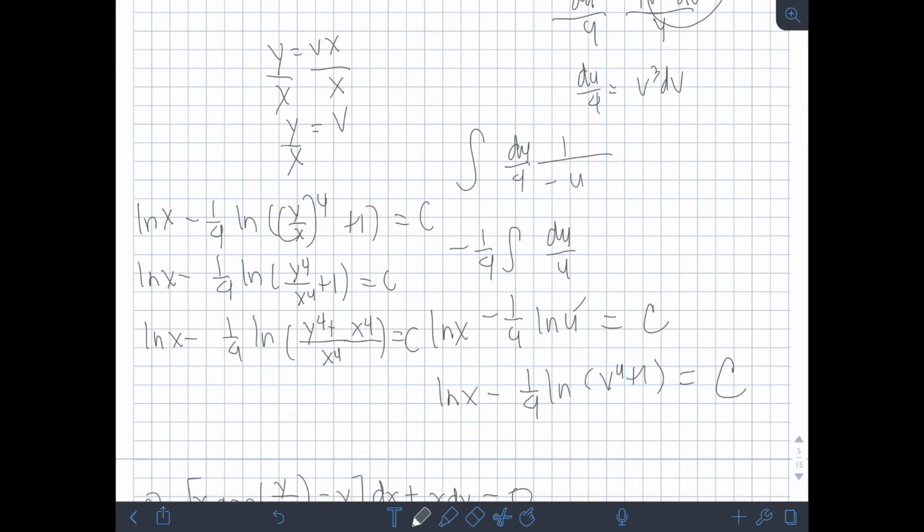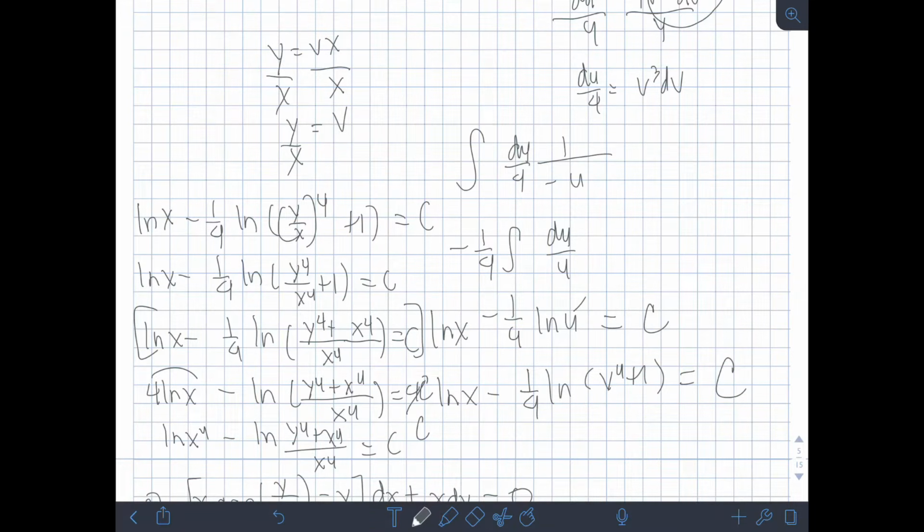Okay? And then we can multiply both sides by 4 so we have no denominator. So 4 ln x minus ln of (y to the fourth plus x to the fourth) over x to the fourth equals 4c. This we can make a single c, just absorb the 4. So I apply the power rule for exponents. I make it ln x to the fourth. That's equal, right? Minus ln of (y to the fourth plus x to the fourth) over x to the fourth equals c.